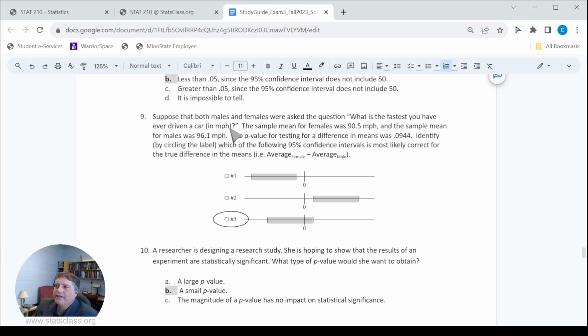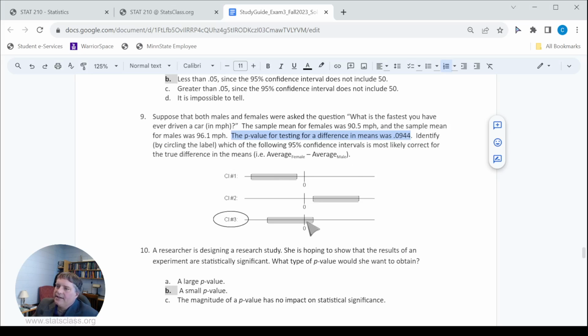Okay, here I'm testing, what was the question? What's the fastest you've ever driven? The p-value here is 0.0994 for testing the difference between the two. So technically I don't have a difference between the two in the average amount recorded for the fastest they've ever driven. Even though I got about a 6 mile-an-hour difference with my sample data, the test statistic and the p-value say that I don't have a statistical difference.